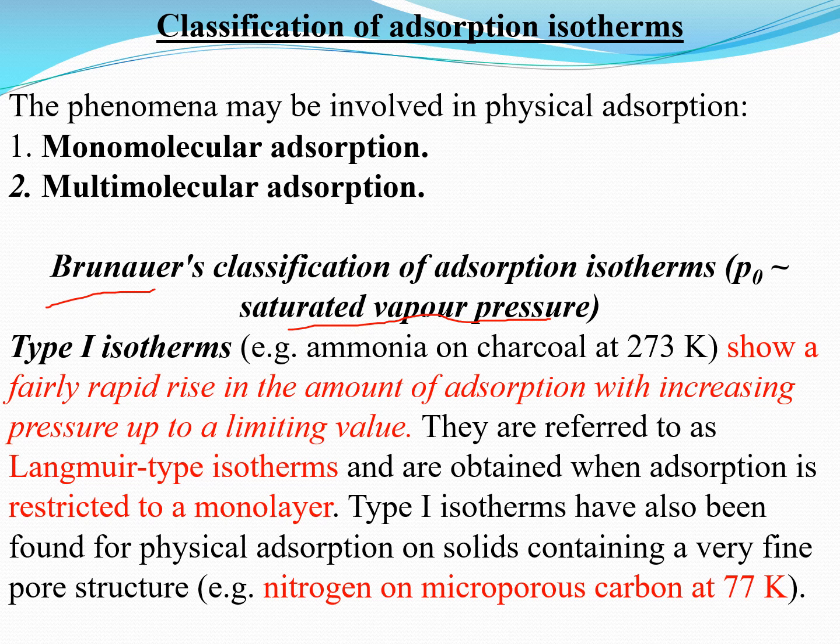Type 1 isotherms are basically shown practically in the ammonia case. Ammonia on charcoal at 273 Kelvin shows a fairly rapid rise in the amount of adsorption with increasing pressure up to a limiting value. So this is type 1. As you increase the pressure, the adsorption increases fairly rapidly, and then after a certain time it becomes constant.